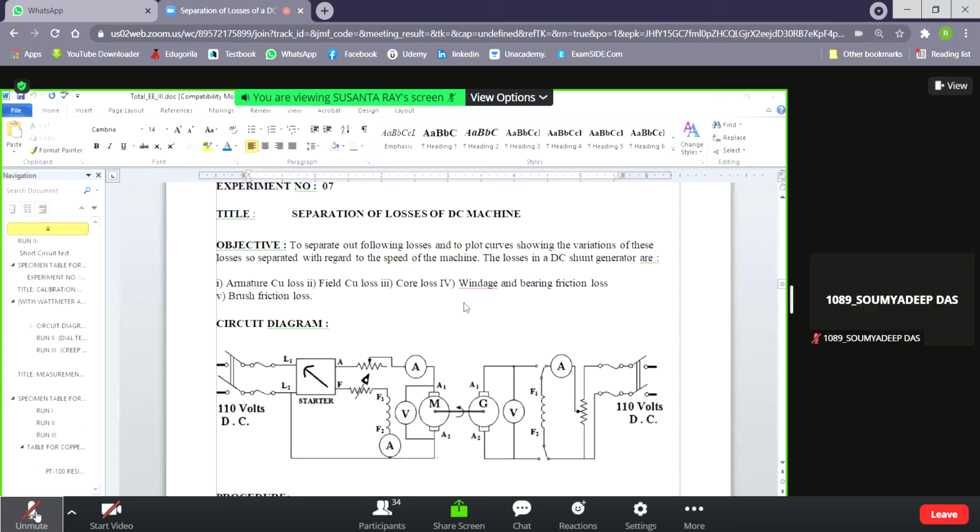That means where will we get the core losses? There are several parts. Rotor, sir. Rotor has different components. Rotor has shaft, commutator, riser, armature winding, slot, armature core, etc.